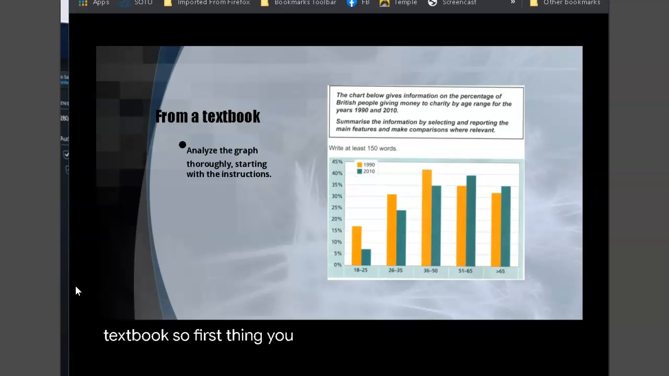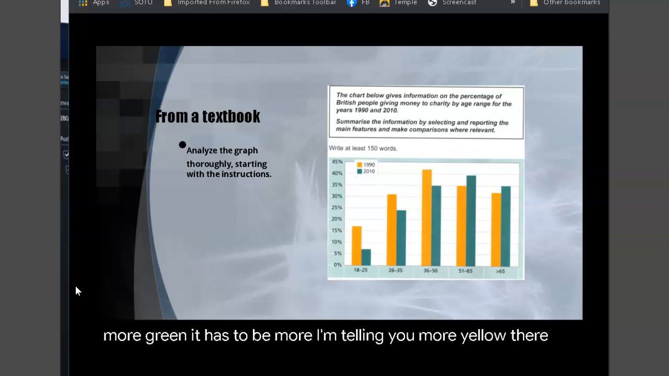So first thing you need to do is analyze the graph and forget everything you've been taught about graphs in the past. People are going to start to look for the highest and the lowest right away. No, I want you to look at it and just let your eyes sort of gloss over and look at the 2 colors. And which color do you see more of? Is there more yellow? Is there more green? It tends to be definitely more yellow there.